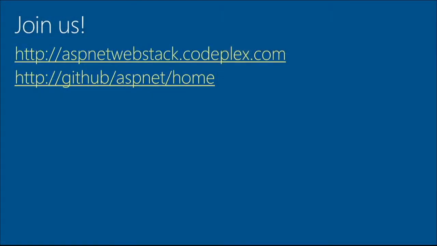Last question. Where can we give feedback and join the discussion during this critical early stage? There's contribution guidance on our GitHub project, but places where you can directly fire feedback into the product, like if you find bugs or have feature suggestions, would be in our GitHub issue trackers. github.com/ASP.NET/home.